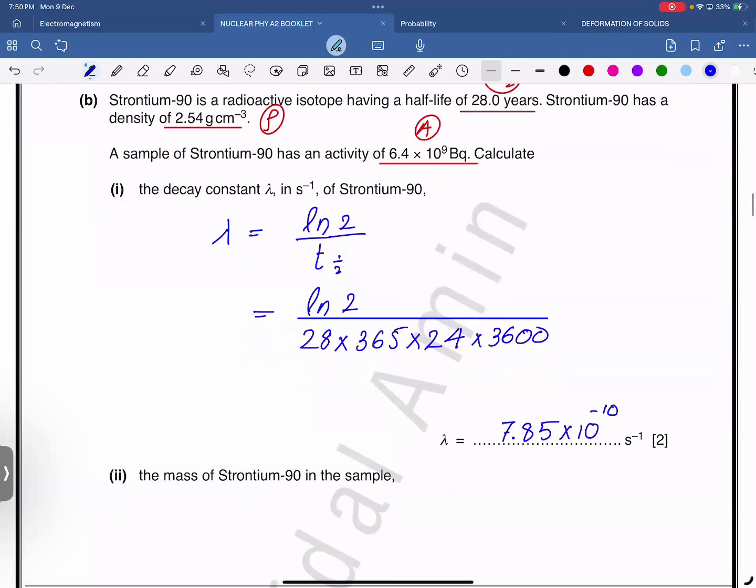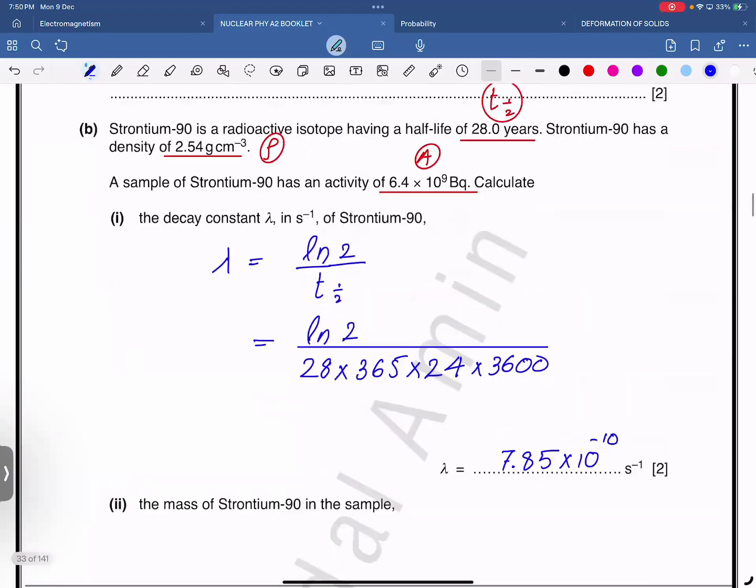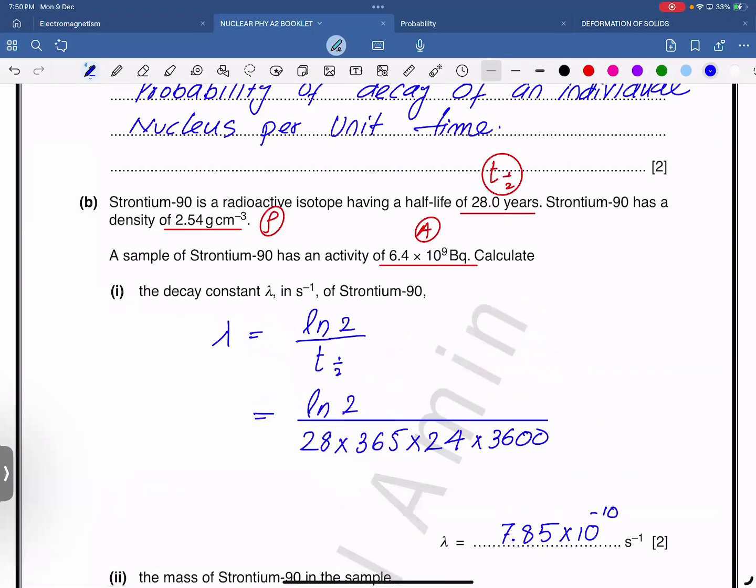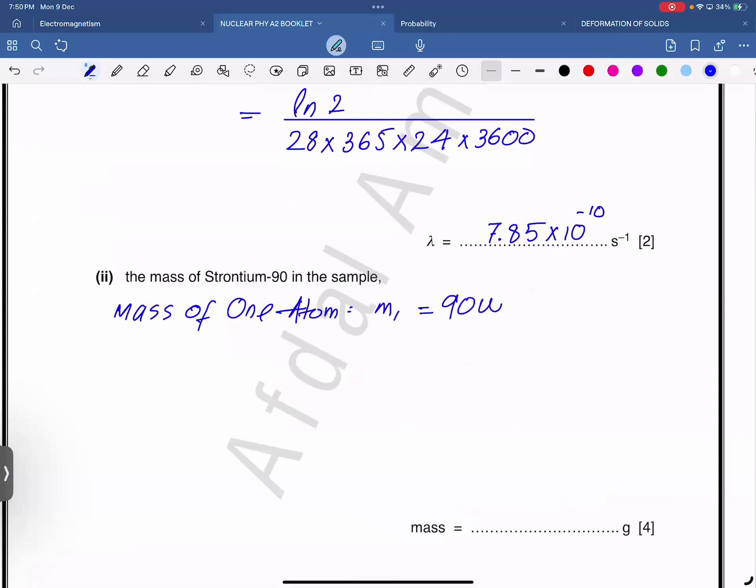Mass of strontium in the sample. Now, my dear students, I told you already that whenever you want to relate the mass, you always start with the mass of one nucleus, one atom. They are using the word nuclei or atom, it doesn't matter. Mass of one atom, M1. How do we get it? 90 U. Can I keep 90 U in divisions? Fine. Okay.